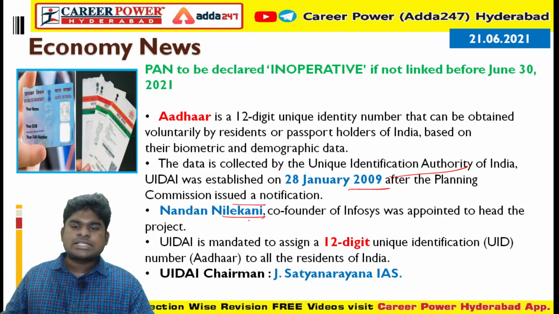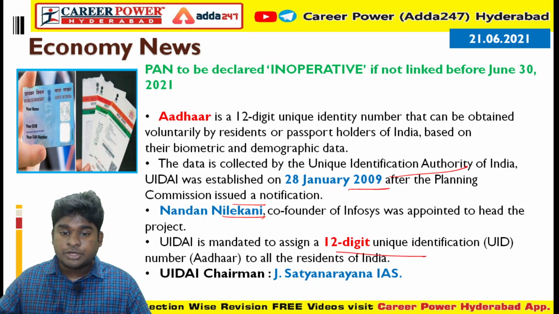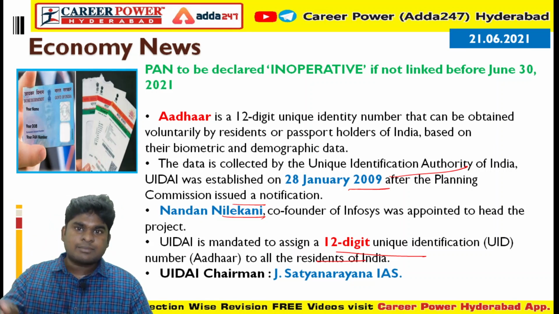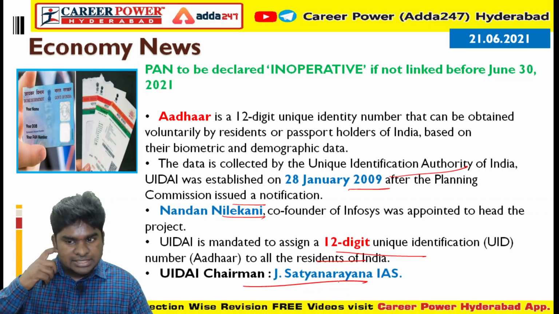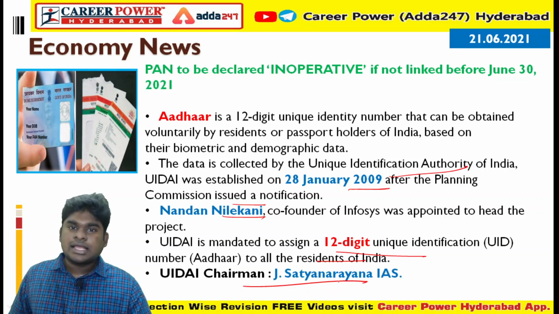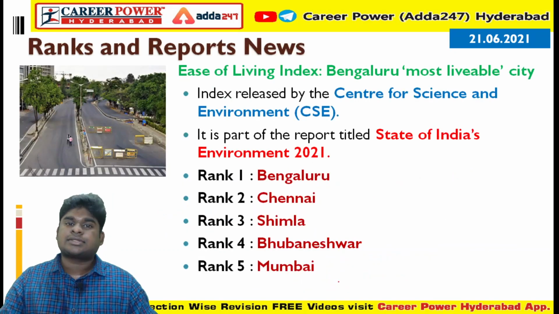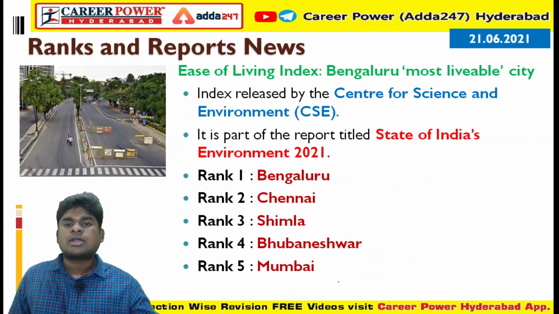The duty of the Unique Identification Authority of India is to assign a 12-digit number to every resident in the country, and the present chairman of this authority is J. Satyanarayana IAS. So he is the present chairman of this organization. Okay, so these are the details about PAN and Aadhaar. We need to study everything related, everything about current affairs.